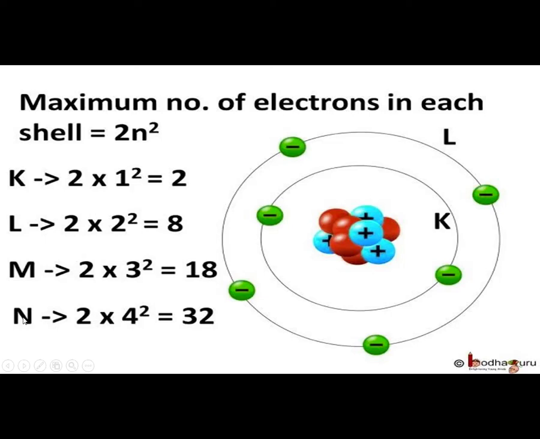And in the same way, this is N. N has the value 4, so 4 4s are 16, 16 2s are 32, so N can hold 32 electrons. So this is the formula to find out the maximum number of electrons a shell can hold.